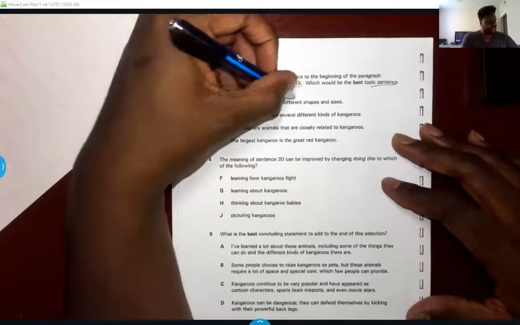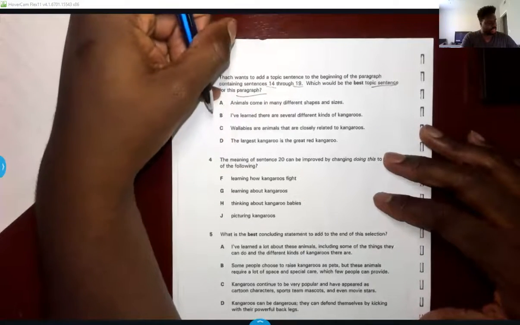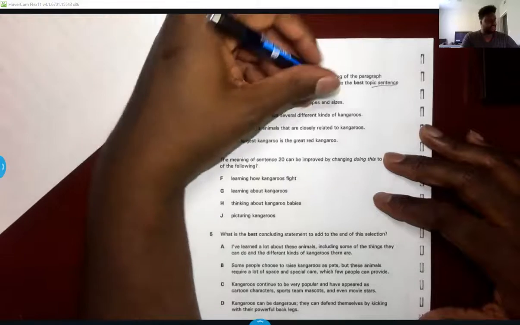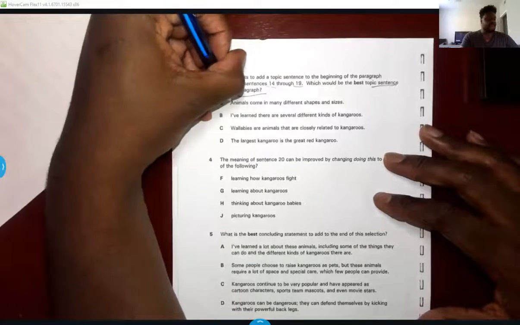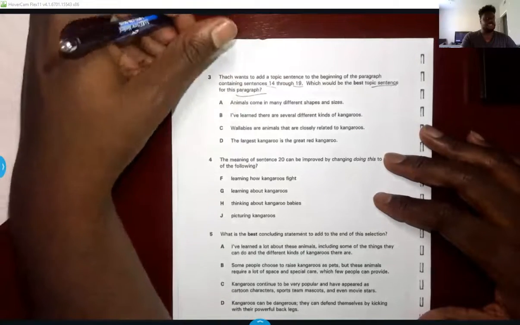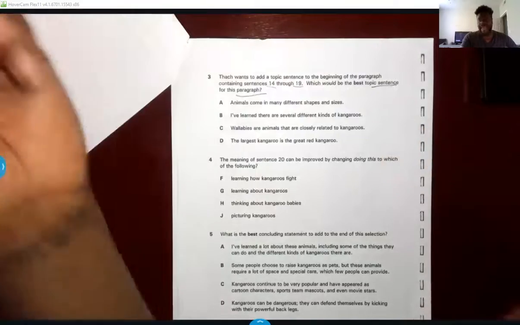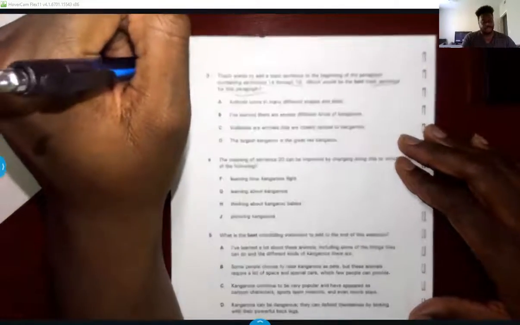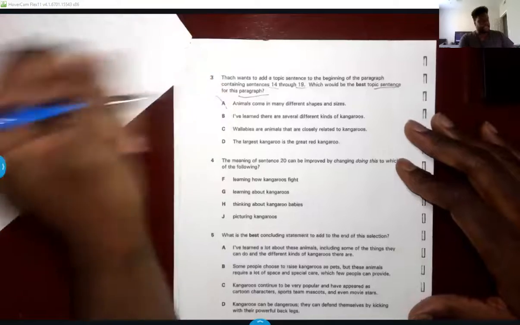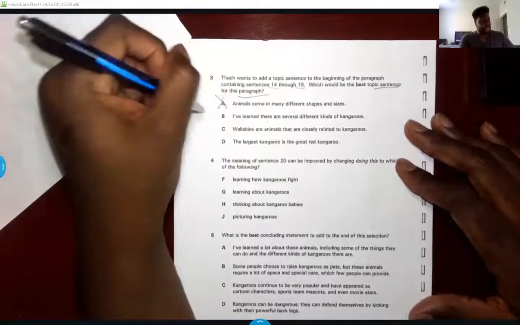Animals come in different shapes and sizes. Okay, animals come in different shapes and sizes. Is this paragraph talking about animals, just animals in general? Is this passage talking about animals in general, or is it talking about a specific animal? So it is specifically talking about kangaroos. So if I had just animals come in different shapes and sizes, it's talking about kangaroos. That's not specific enough.